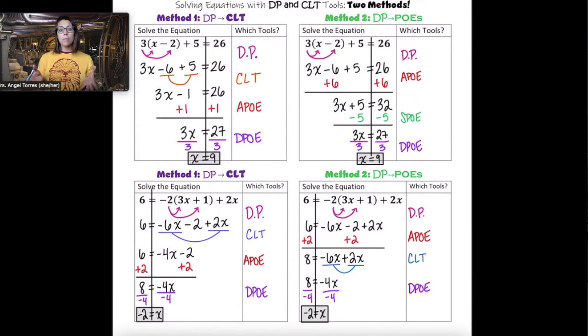So all in all, from these examples, we've learned that when you have both a group with a coefficient and another term on the same side of the equation, it's better to distribute first, eliminate that group, and then you can have your choice of combining or properties of equality. If you choose to divide, just remember, DPO only works if you divide all terms.